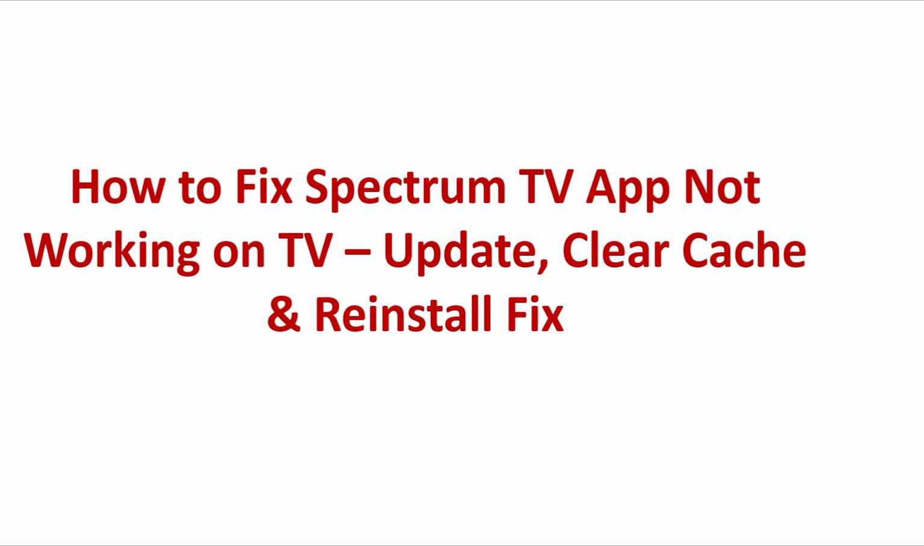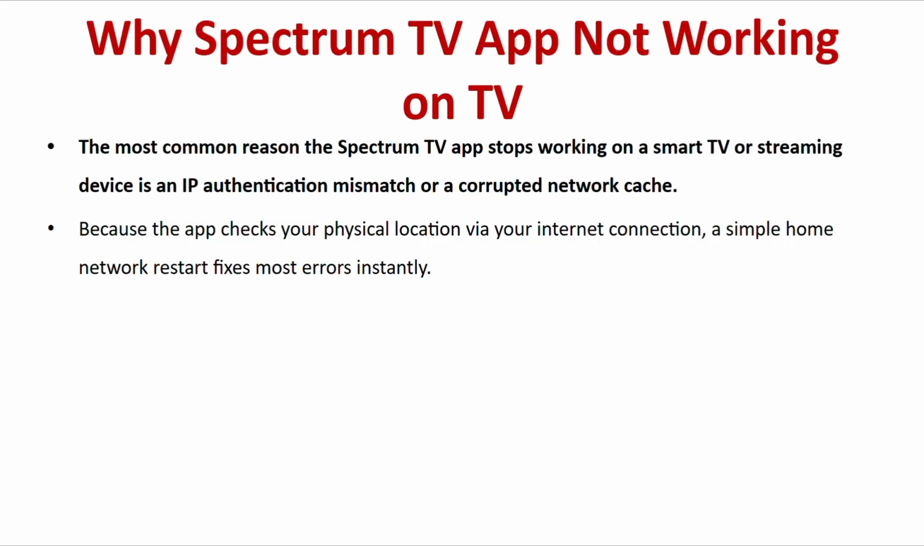Today in this video, we are going to see how to fix Spectrum TV app not working on TV: update, clear cache and reinstall fix. The most common reason the Spectrum TV app stops working on a smart TV or streaming device is an IP authentication mismatch or a corrupted network cache. Because the app checks your physical location via your internet connection, a simple home network restart fixes most errors instantly.